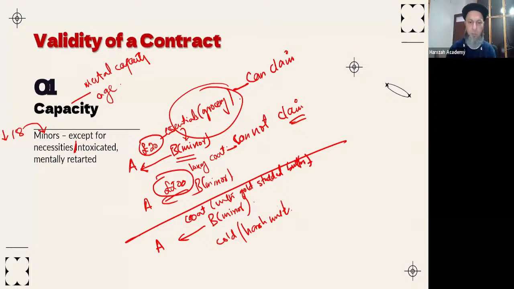Let me repeat the scenario to you. B comes, still a minor. He comes to A, wants to buy a coat to protect himself from the harsh winter. Mr. A sells him the coat which has gold studded buttons on it. Can later on Mr. A claim the amount from B or not, or some part and not some?